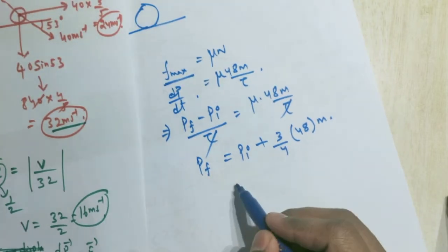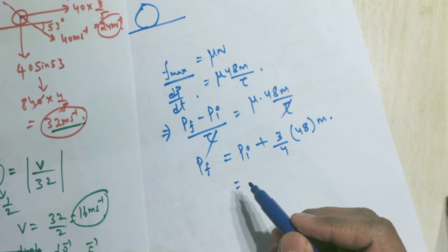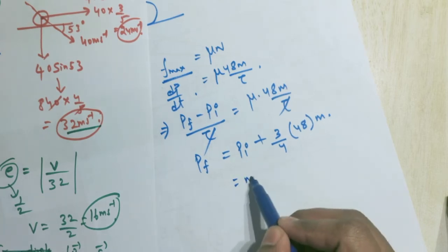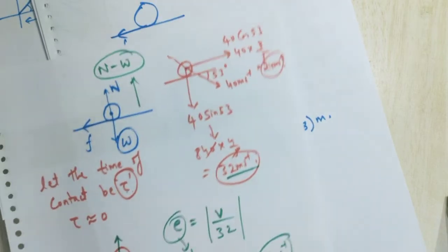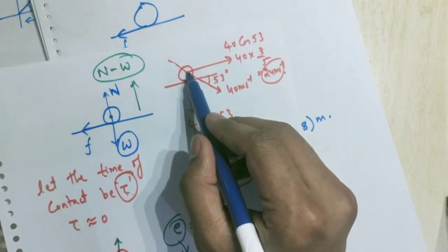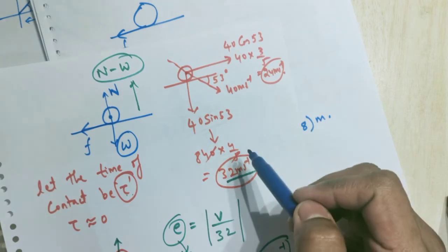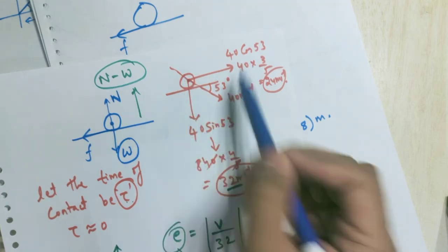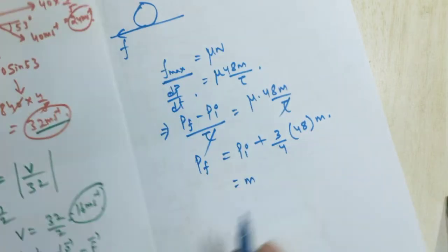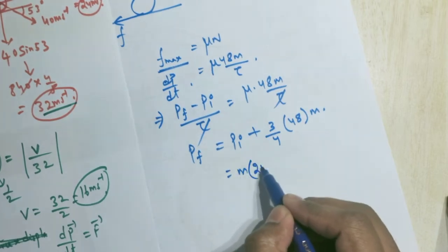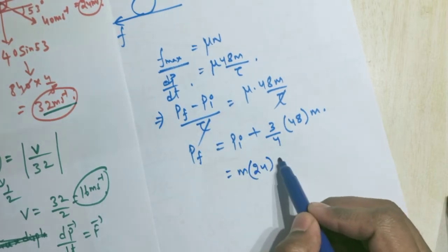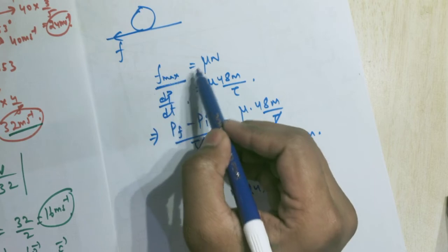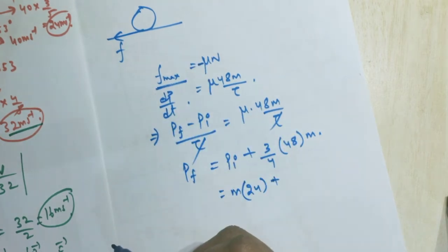Now what is the initial momentum? We have taken mass into initial velocity. What is the initial velocity? Initial velocity in the forward direction is 24 meters per second. We have already resolved this initial velocity into two components, vertical and horizontal. Vertical is 32, horizontal is 24. So the initial momentum will be m into 24, plus, and one more thing, there should be a negative sign here because friction is an opposing force.